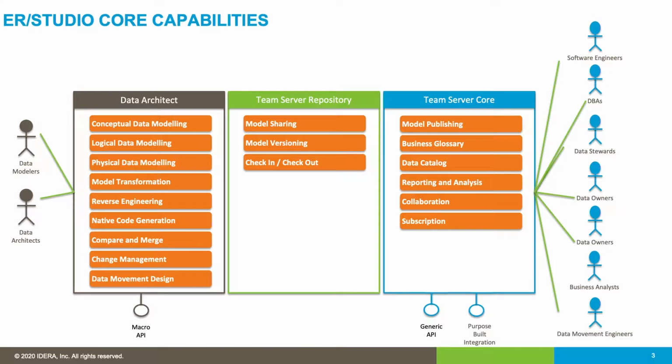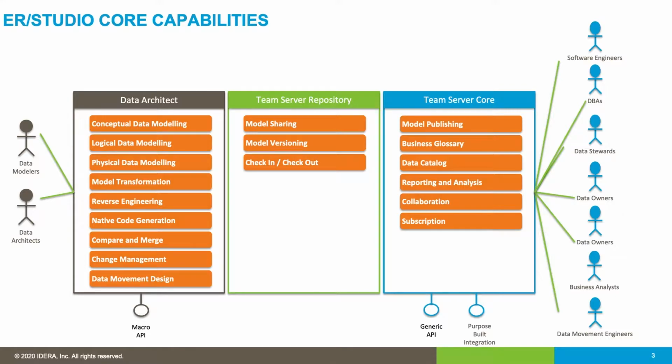So to recap on the product structure, we've got data architects on the left-hand side, the thick client tool that you guys have been using to build conceptual, logical, physical models, etc. We've got Team Server repository in the center where we store our models, and then Team Server Core, which is the web-based part of the tool. And that allows you to publish your models, and people can collaborate and subscribe to those data models.